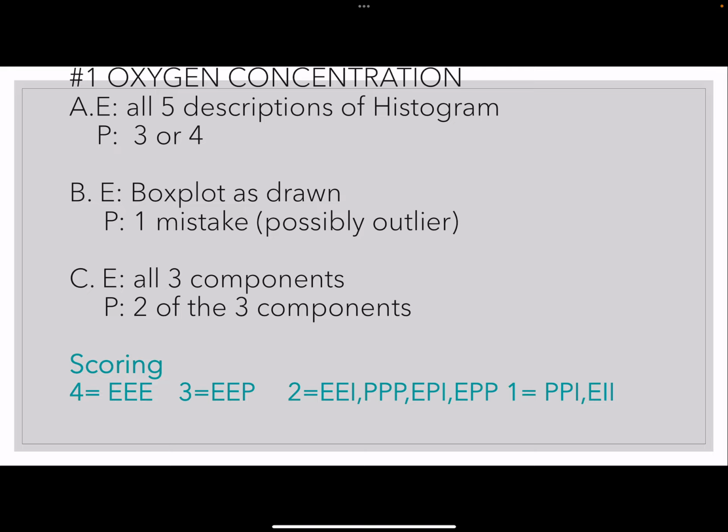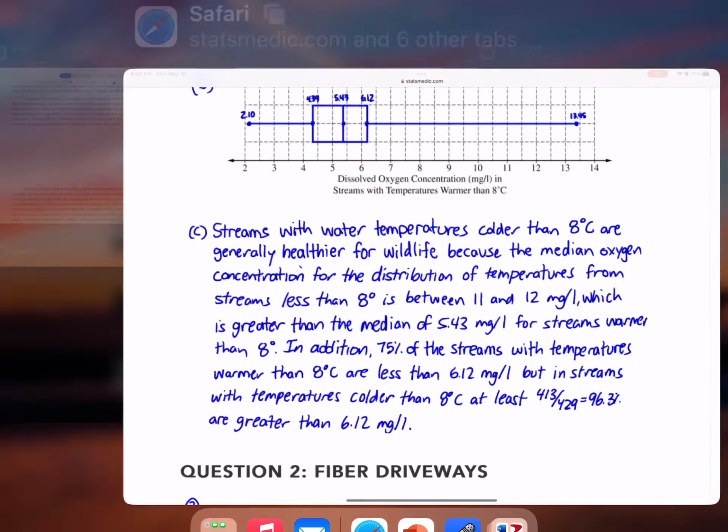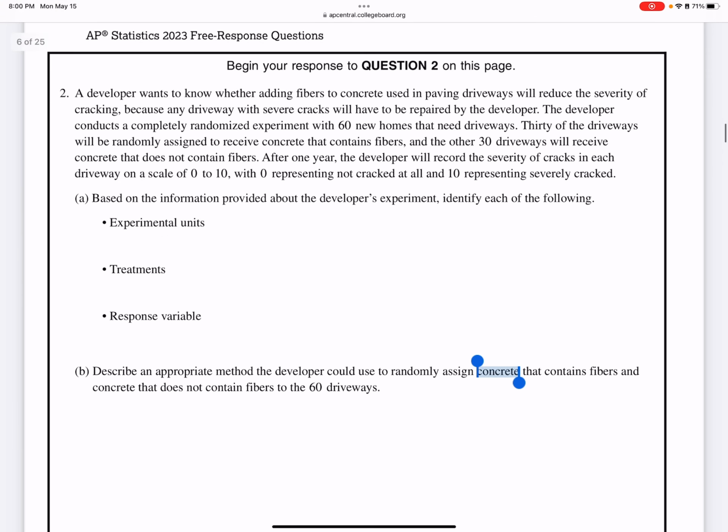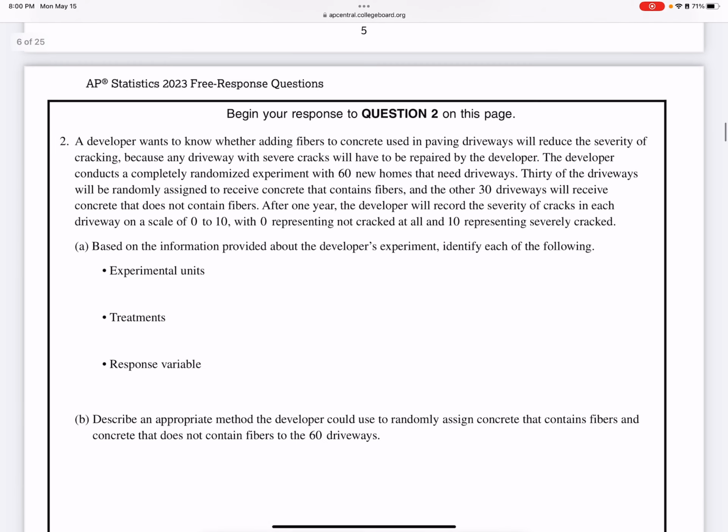All right, so for the next one, number 2, the problem here is about driveways adding fibers. You can read the question if you want to remember it. And the first question is asking what the experimental units, treatments, and response variables are. So let's go ahead and look at A.